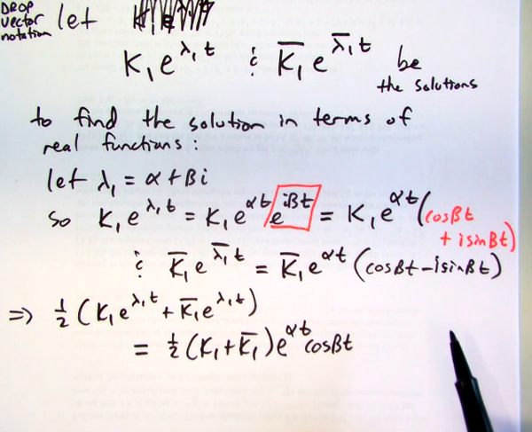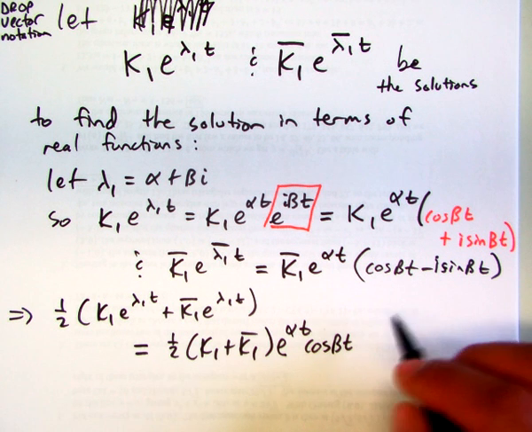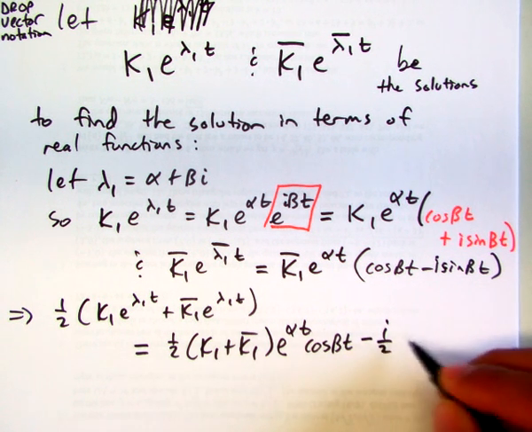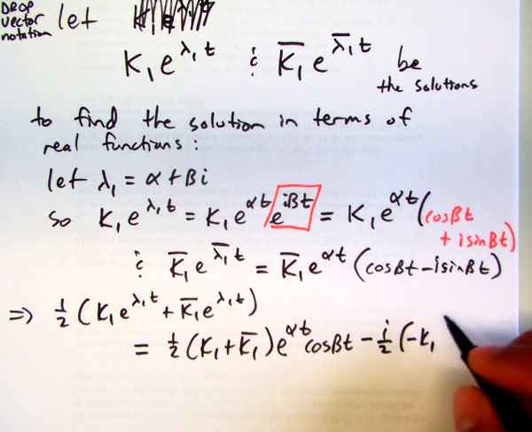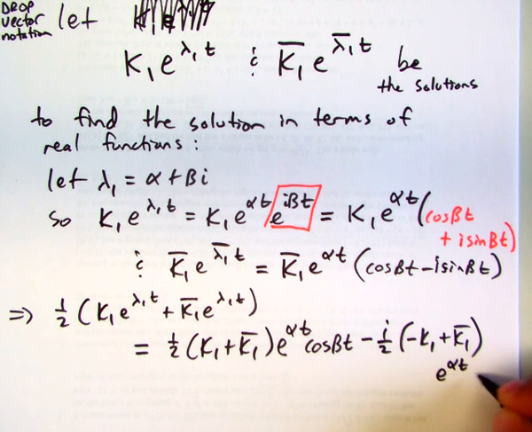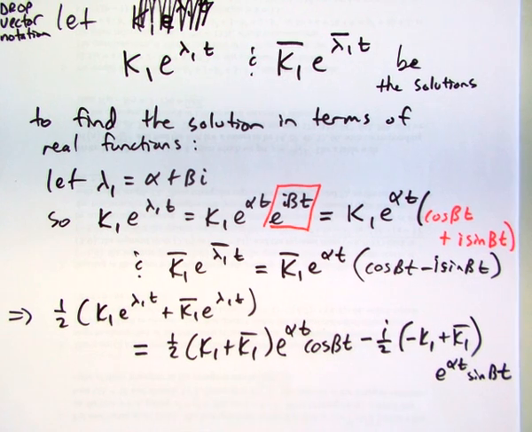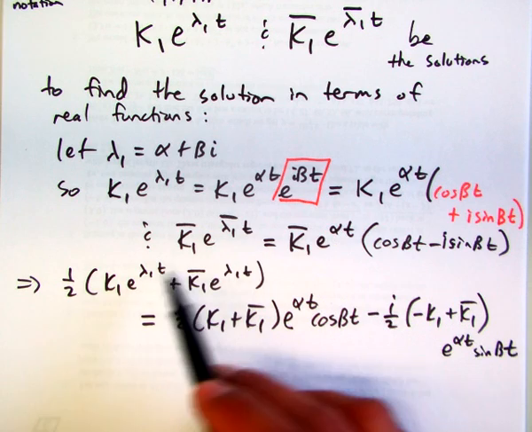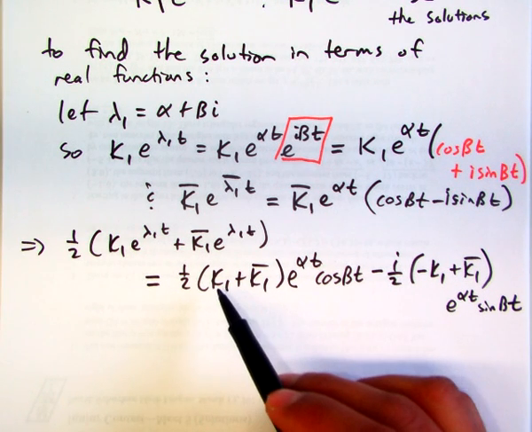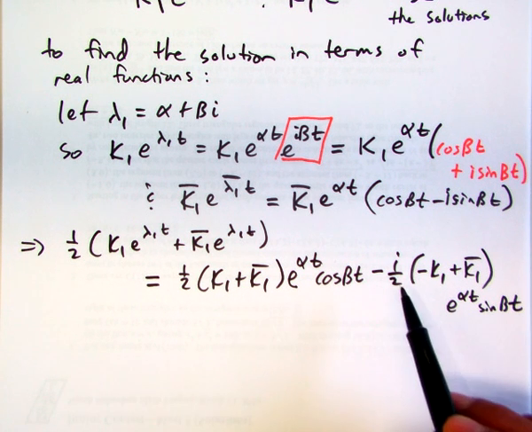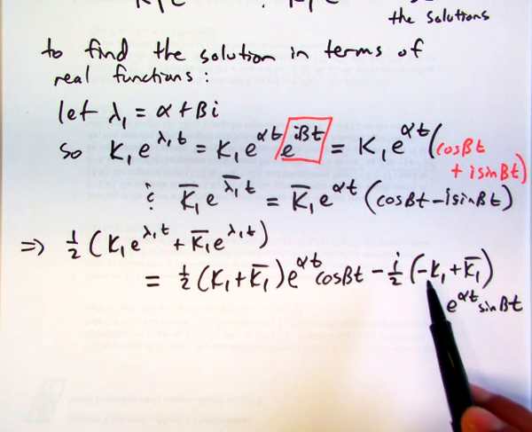And then here what we'll do is factor out an i and make it negative. So i over 2, so we get minus k1 plus the conjugate of k1, times e to the alpha t sine beta t. So adding these two expressions together and then factoring out 1/2 k1 plus k1 conjugate, and then doing the same thing with the sine term, but factoring out a negative i over 2. This becomes minus k1 and then plus k1 bar.